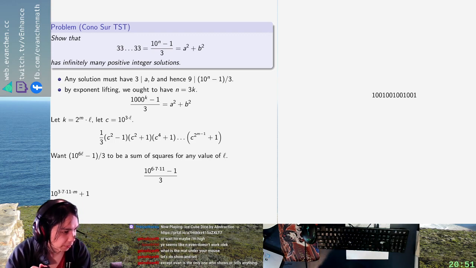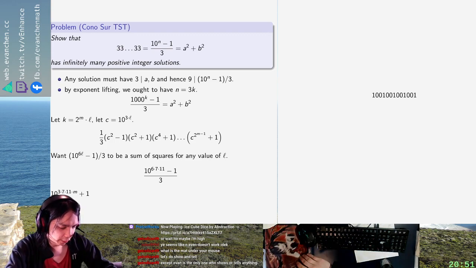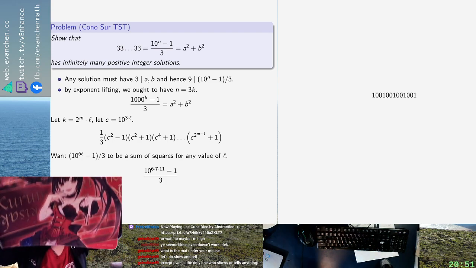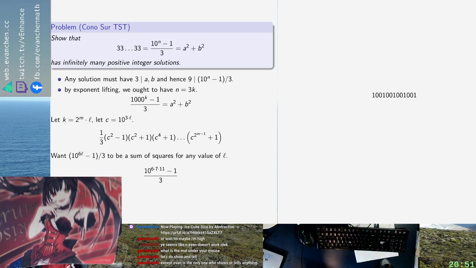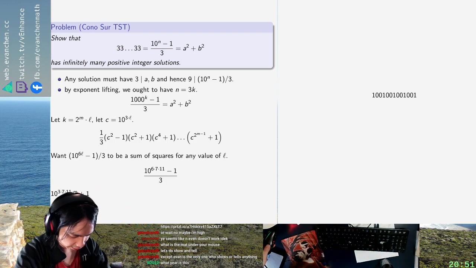What is the mat under your mouse? I bought this when I was in Taiwan. This is a character from Date A Live. Her name is Kurumi Tokisaki. Huang-san.